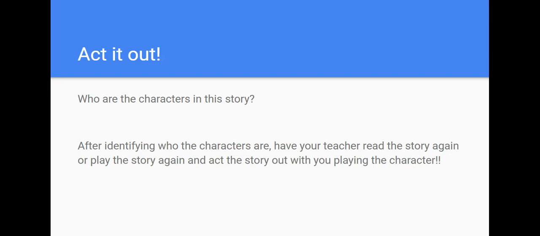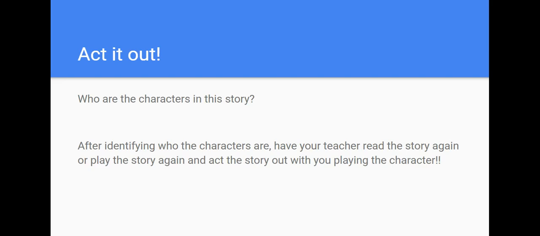For your application today, we're going to do an application called Act It Out. But before we act it out, we need to know who some of the main characters are in our story. So who are the main characters in this story? Some characters include the emperor, the prime minister, the 2 swindlers. You could have some townspeople.